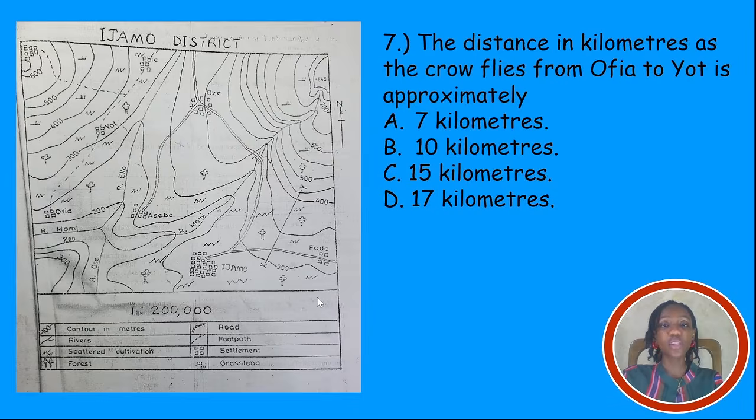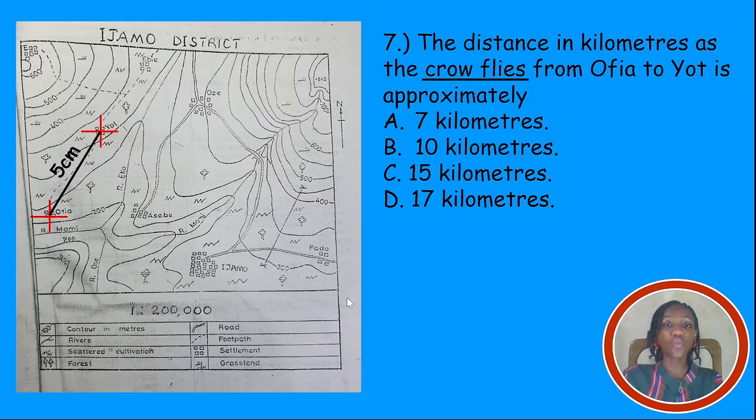The distance in kilometers as the crow flies from Ophir to Yacht is approximately. Now, if you've been following our correction videos, you will know that as the crow flies simply means distance in a straight line. So now the next thing to identify are the places in question, that is Ophir settlements and Yacht. And then we place the cardinal points on them and we draw a straight line connecting both settlements. So now on measuring the distance, that's the length of the line, I got 5 centimeters.